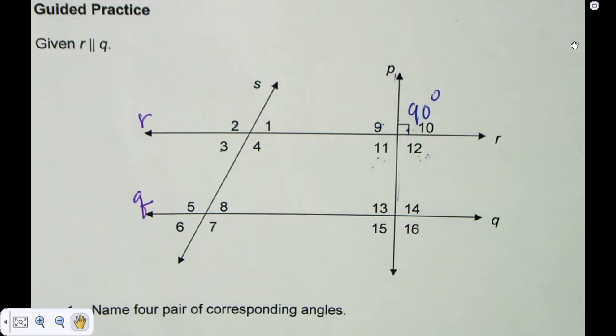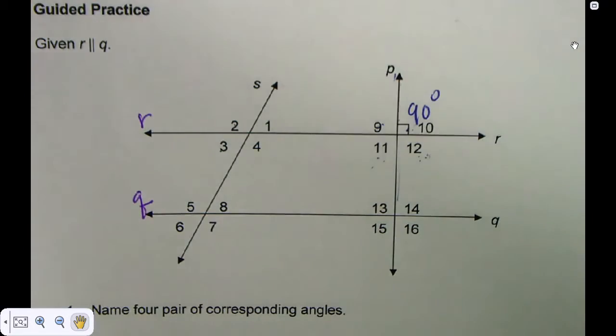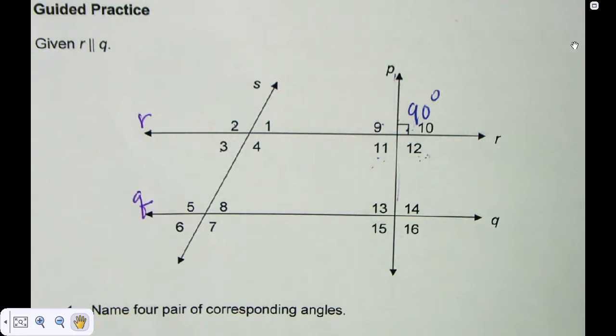Okay. Now, what is the alternate interior angle? Alternate interior, you should be looking where? Inside where? R and Q. You're only looking inside R and Q. Alternate interior to 3: 4. Good. Are they congruent? Yes, we're only doing congruent angles right now. We good?